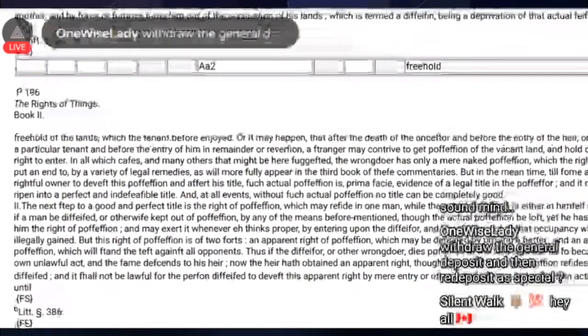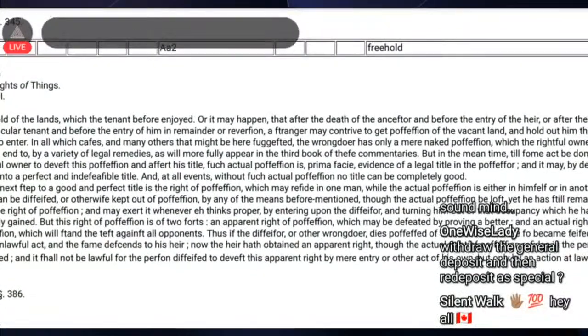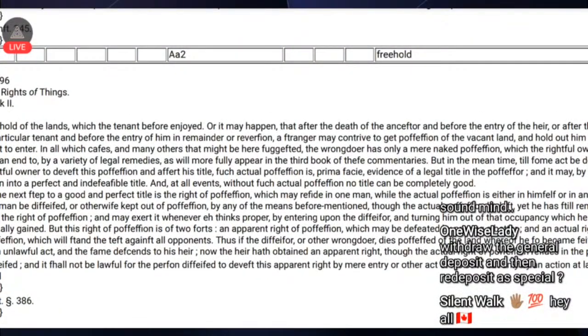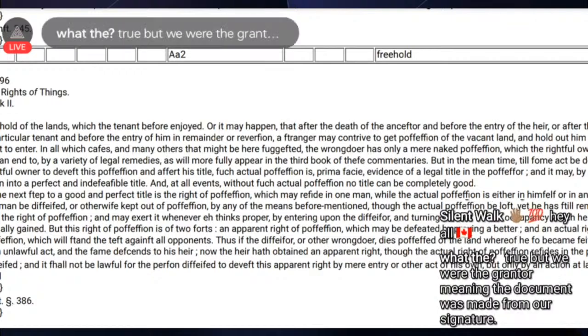Or it may happen that after the death of the ancestor and before the entry of the heir, or after the death of a particular tenant and before the entry of him in remainder or reversion, a stranger may contrive to get possession of the vacant land and hold out to him that had a right to enter.